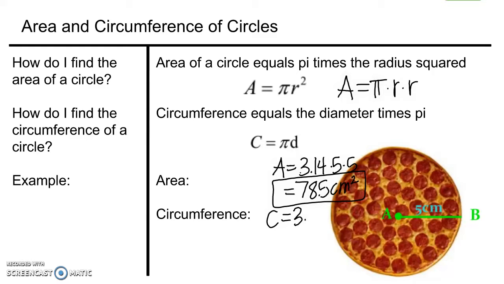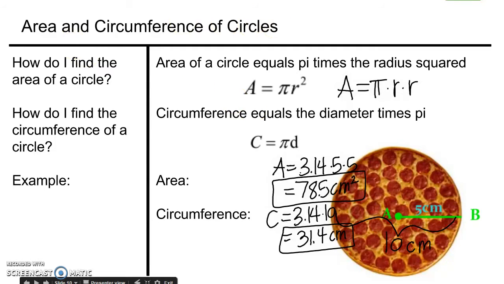Circumference, I would do 3.14 times the diameter. If the radius is 5, that means the diameter is 10. I multiply it times 2 to get the diameter. So times 10 here, and that would be 31.4, and it's just centimeters for the circumference. Okay, just a quick review of how to use those formulas.